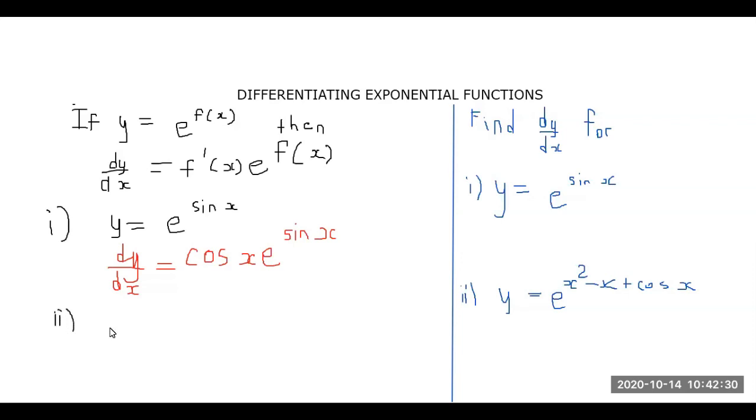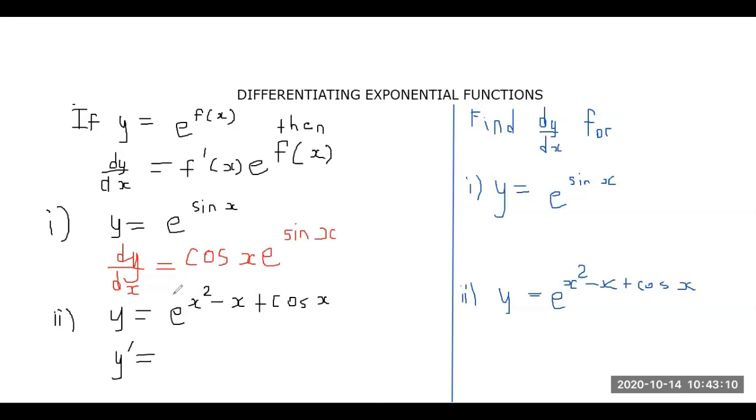And so for the second example, we have y is equal to e to the x squared minus x plus cosine x. And now we want to find dy by dx. So to find dy by dx, or y prime, your function of x is everything in the exponent, x squared minus x plus cosine x.